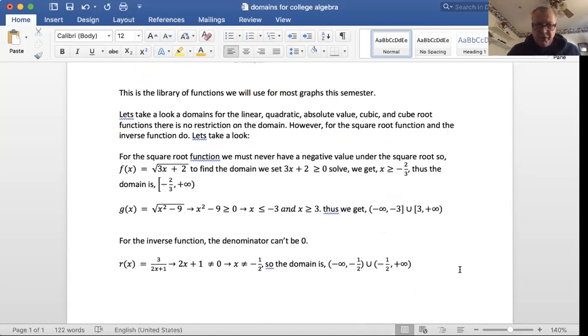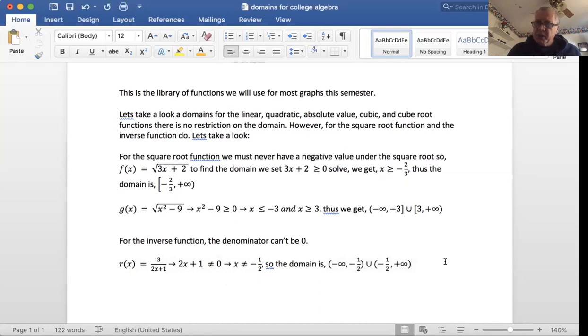For the inverse function, or the reciprocal function, let's start with 3 over 2x plus 1. This means 2x plus 1 cannot equal 0. So when we solve for x, that means x cannot equal minus 1 over 2. So now we have to skip over minus 1 over 2. So that means we start at negative infinity to minus 1 over 2, not including minus 1 over 2, so we have the parenthesis. And then we take the union of minus 1 over 2, not including it, to positive infinity.